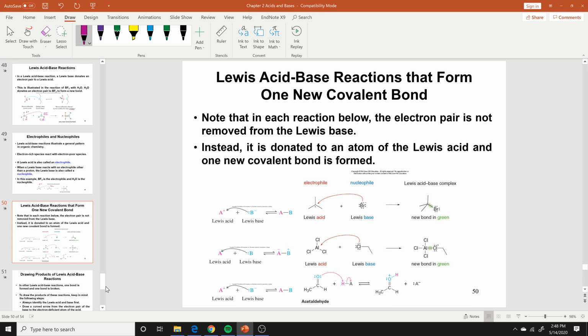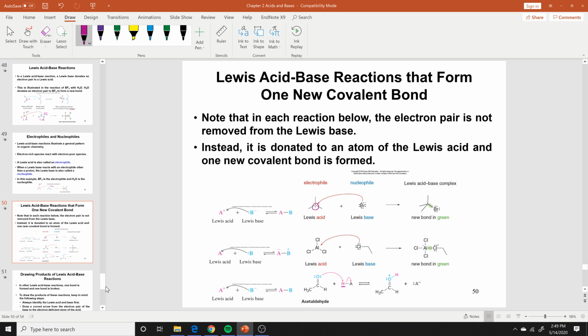These are different cases over here. The electrophile can be either a positive charge or a hydrogen, whatever you want. So if the electrophile is a positive charge, this is definitely a Lewis acid. If the electrophile is a hydrogen, then that can be a Lewis acid or a Brønsted-Lowry acid.